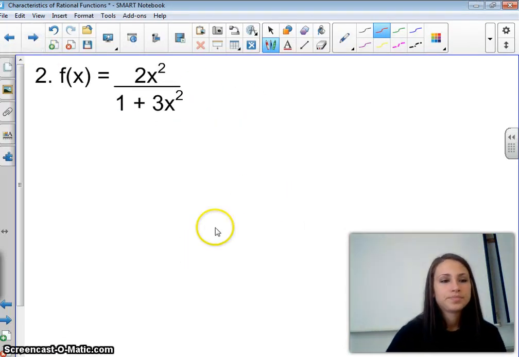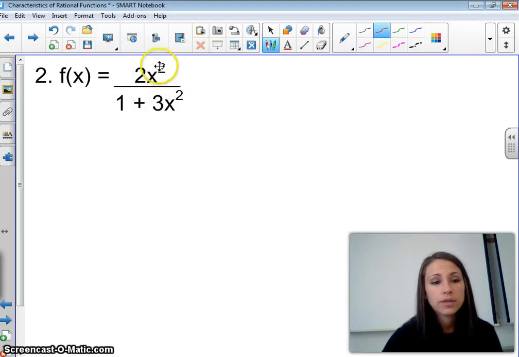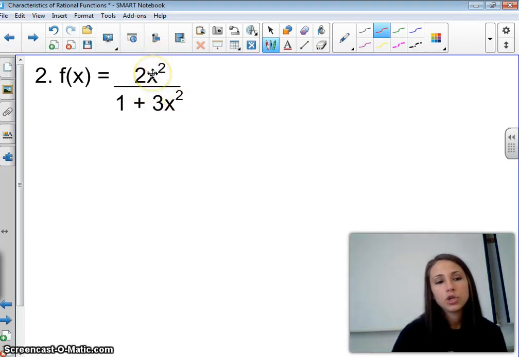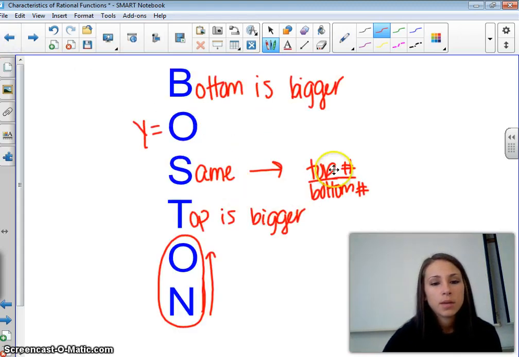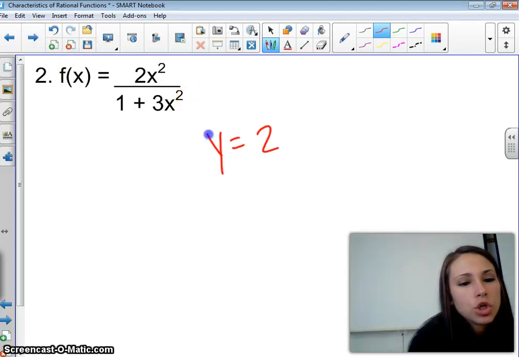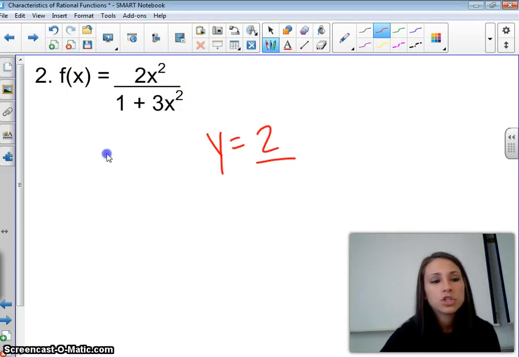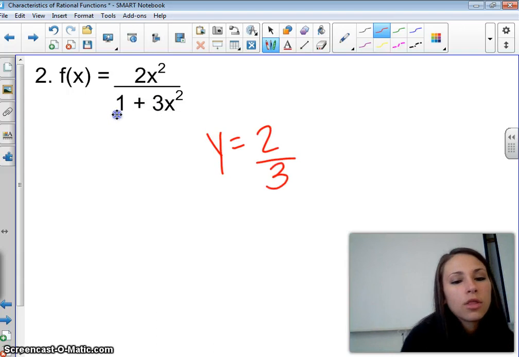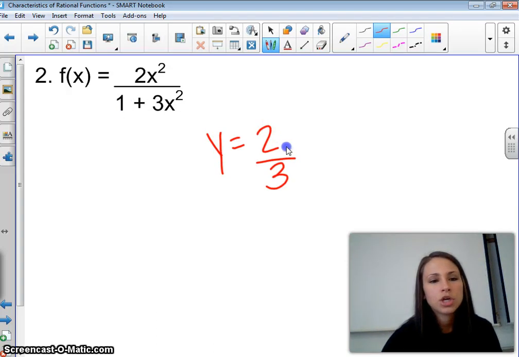The second one, same function. The only thing that's different is here the degree is 2 instead of 1 in the top. Since the degrees are the same, I'm just going to take the top coefficient divided by the bottom coefficient. The top coefficient is just 2. The bottom leading coefficient, even though it's not in front, is 3. And so 2/3 is my horizontal asymptote.